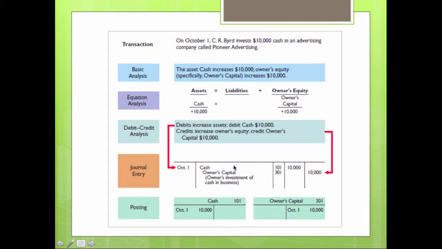Now the next step is to complete the debit credit analysis by following the debit credit rules. Okay? Once that is determined, you journalize the transaction. Here's a journal. And lastly, you will post it in the ledger with the corresponding accounts. Okay? That's basically what you're going to be doing this whole entire chapter.